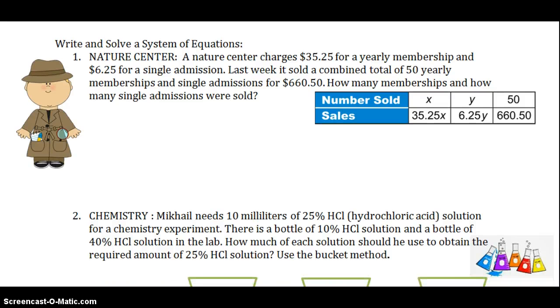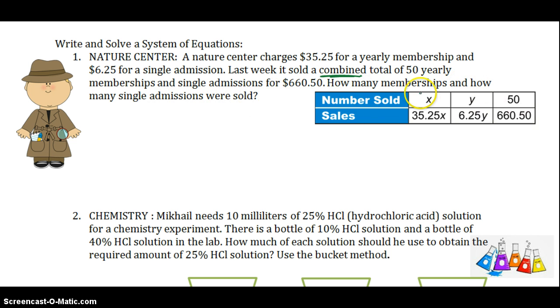Okay, so let's tackle this first word problem. It says write and solve a system of equations. A nature center charges $35.25 for a yearly membership and $6.25 for a single admission. Last week it sold a combined total, that's yearly memberships and single admissions, of 50 memberships. Now the total money was $660.50. How many memberships and how many single admissions were sold?